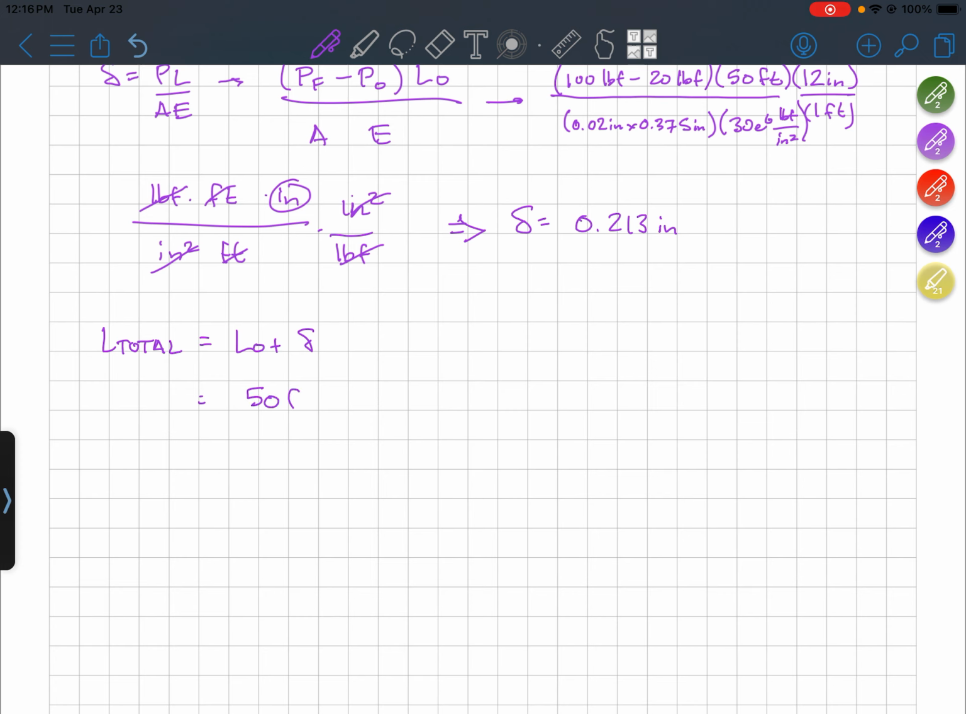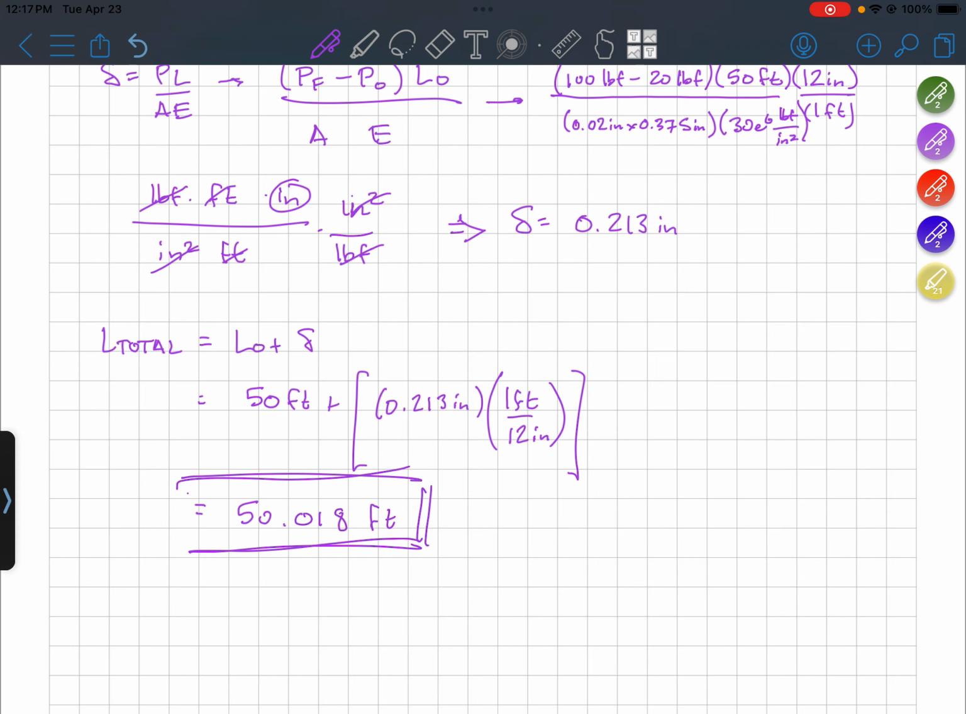Original length is 50 feet. Our elongation in inches, 0.213 inches. Now we need to convert that to feet. All right. Now we can solve. 50.018 feet. Okay, there's our answer.